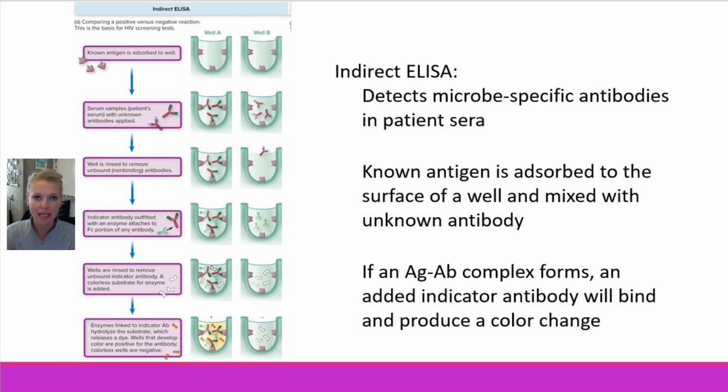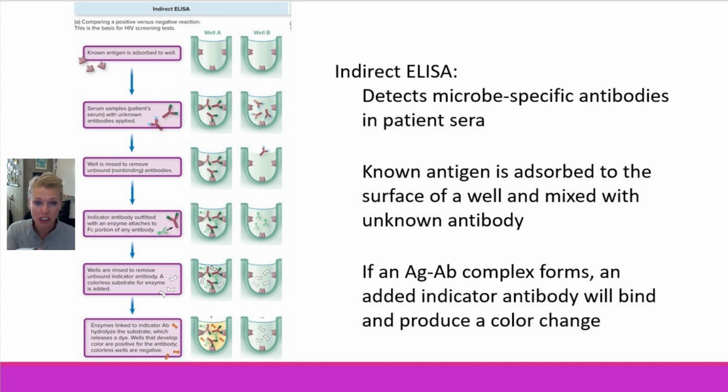What happens with indirect is that the antigen of interest is going to be adsorbed to the walls of the 96 well plate, and then the patient's sera is going to be mixed in those wells, and this test is going to detect if a patient makes a certain antibody. So if the antibody is present, it will bind to the antigen that's stuck to the surface of the well. If it's not present, nothing's going to bind.